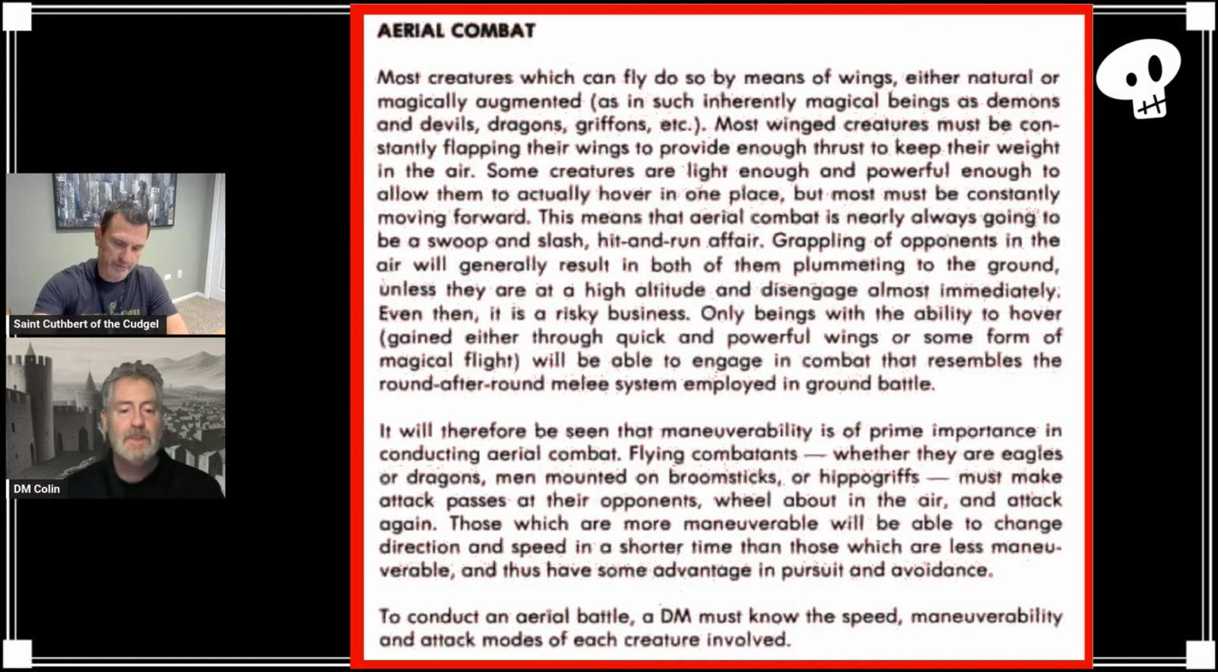Yeah, that's the giant black dragon. So, okay, moving over to you. You have some stuff you want to talk about, aerial combat. Oh my gosh, I avoid it at all costs.